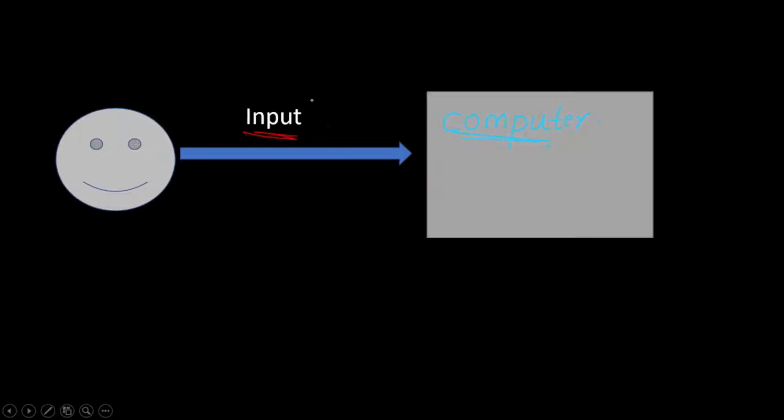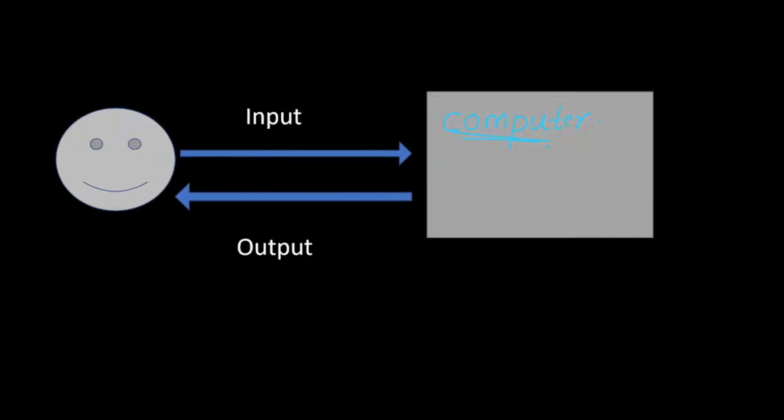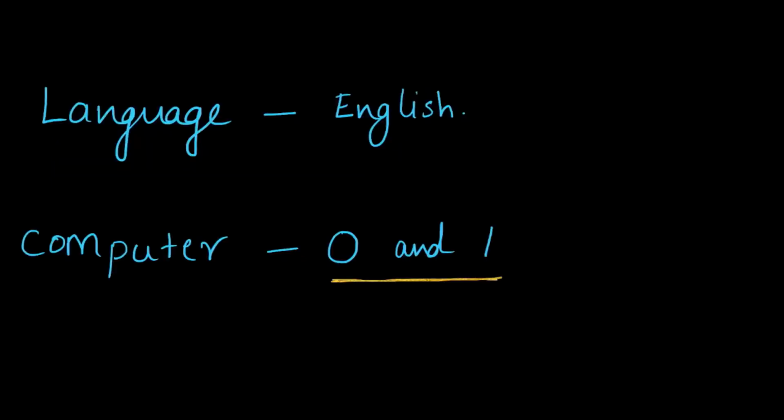After giving an instruction, what do I expect? I expect a response from the computer. That means I want an output. This is what I'm expecting. But do I really get whatever output I'm expecting? The answer is no. The language which I was trying to give the instruction was English. This is the language which I can speak. But the computer speaks only zeros and ones. Now there is a conflict.